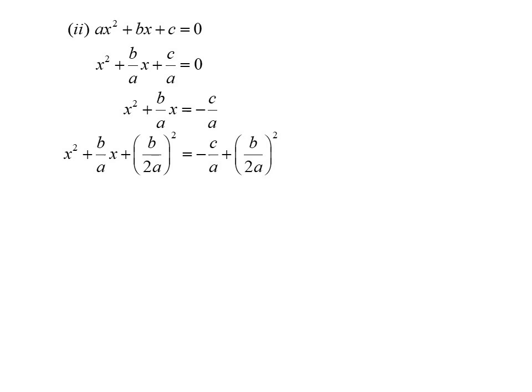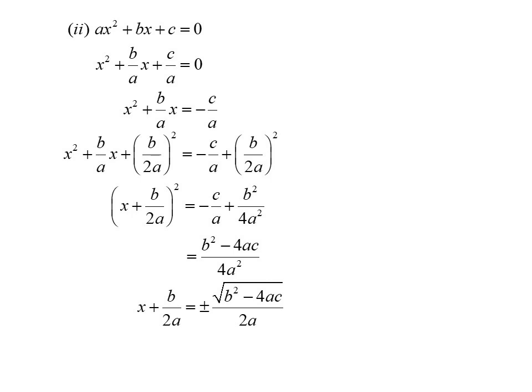The left-hand side is now a perfect square. The right-hand side, well, we can do better than that. It's an algebraic fraction. Let's join it together. Ooh, look at that. b squared minus 4ac, there's that bit, but it's over 4a squared. Square root of both sides. We get x plus b on 2a is plus or minus the square root of b squared minus 4ac on 2a. Move the b over, and there's the quadratic formula. That's where, of course, it comes from.